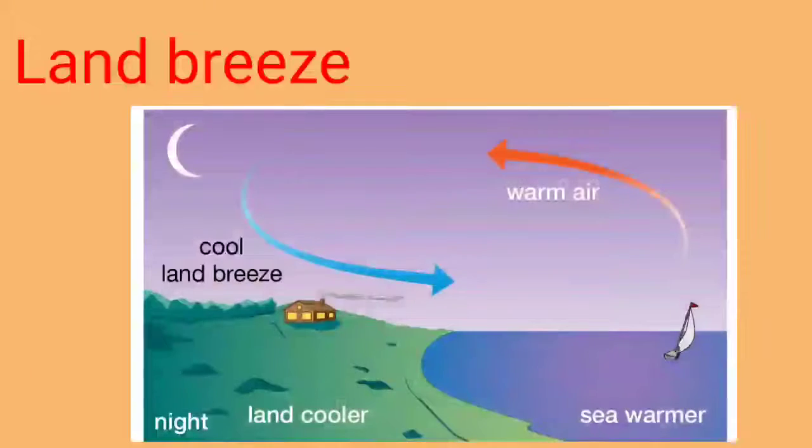Then land breeze is just the reverse of sea breeze. During the night time, the land is cool compared to the sea. So, the sea has warm air and the land has cool air. The hot air from the sea moves towards the land, getting cool air, so it is called land breeze. Land breezes blow during the night time.